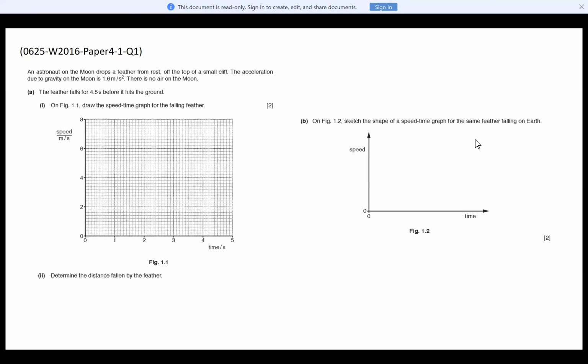An astronaut on the moon drops a feather from rest off the top of a small cliff. The acceleration due to gravity on the moon is 1.6 meters per second squared. There is no air on the moon. The feather falls for 4.5 seconds before it hits the ground. Draw the speed time graph for the falling feather.